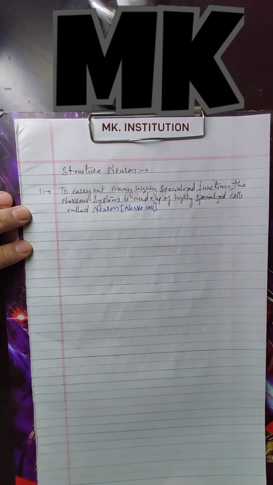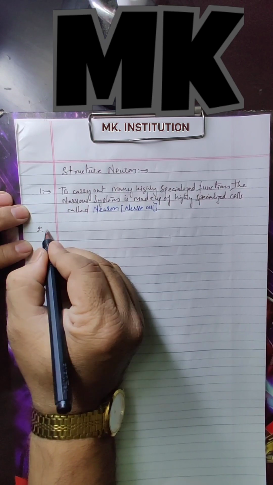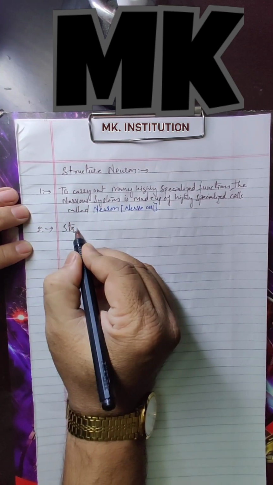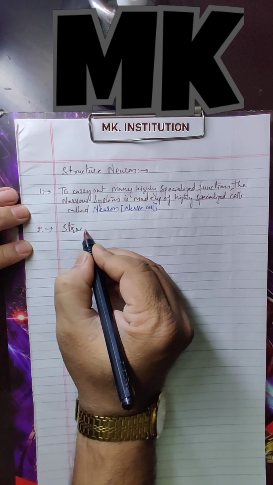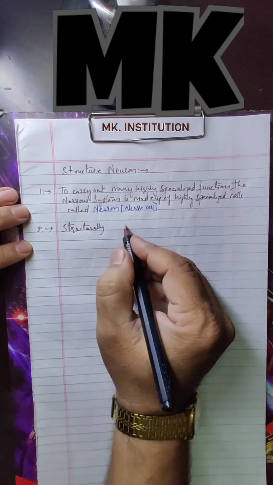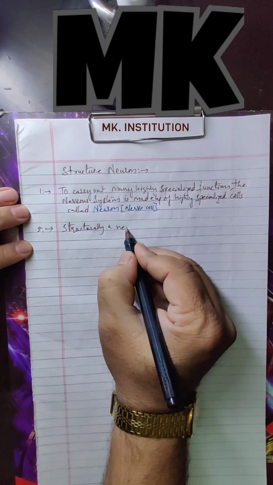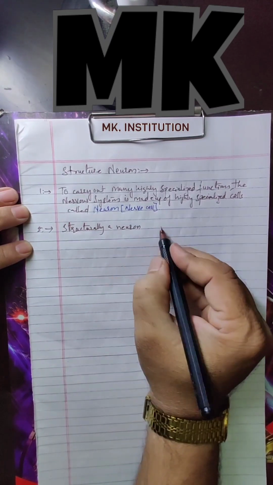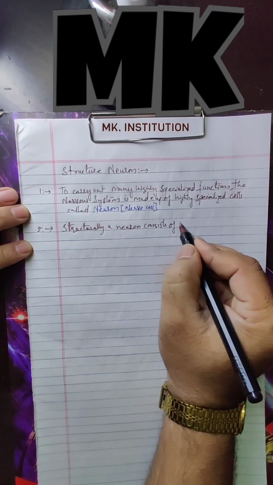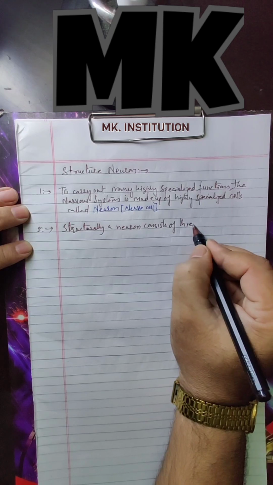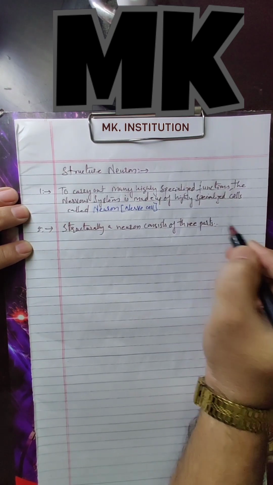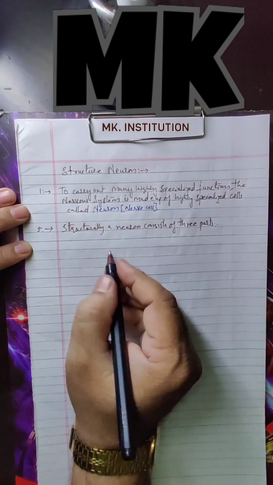Clear? Second point, structurally, this answer is very important. Okay, structurally, a neuron consists of three parts. Clear? Now, what are the three parts?